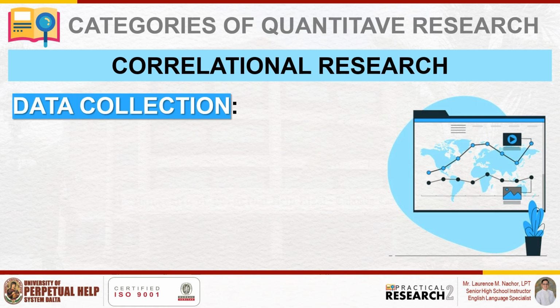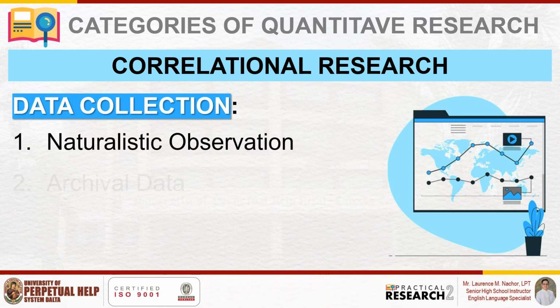Now, we already mentioned data collection. Under correlational research, we have two: naturalistic observation and archival data. So let's take a closer look at how data is collected in correlational research.